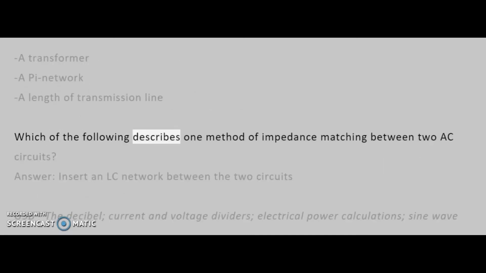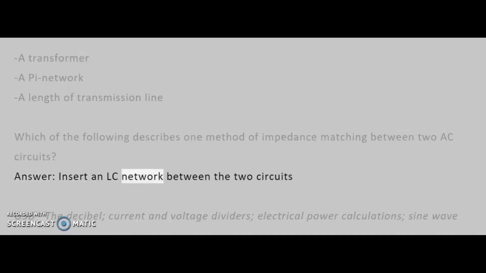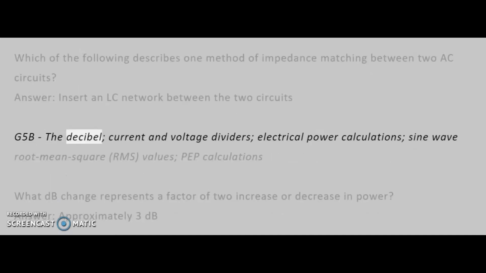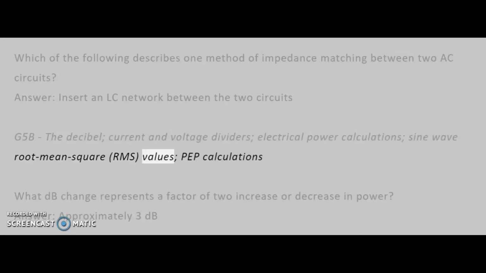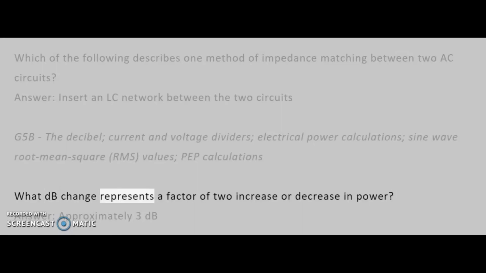Which of the following describes one method of impedance matching between two AC circuits? Answer: insert an LC network between the two circuits. G5B: the decibel, current and voltage dividers, electrical power calculations, sine wave root mean square (RMS) values, PEP calculations. What dB change represents a factor of 2 increase or decrease in power?